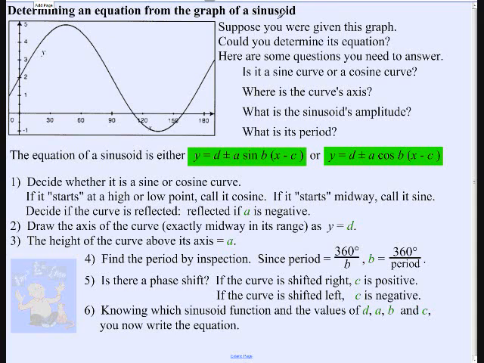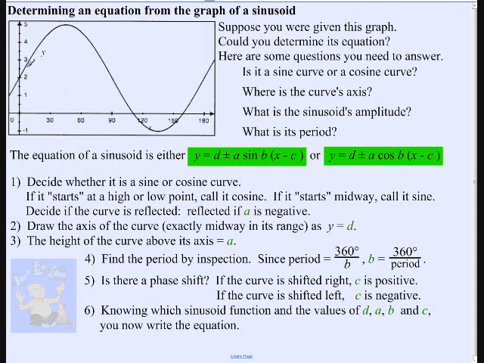Determining an equation from the graph of a sinusoid. This comes right from your notebook. Suppose you were looking at this graph. Could you figure out what its equation was? The questions you need to ask yourself: is it a sine or a cosine?